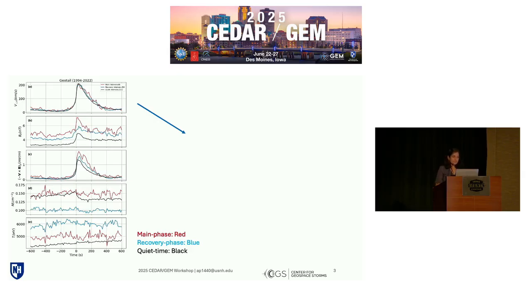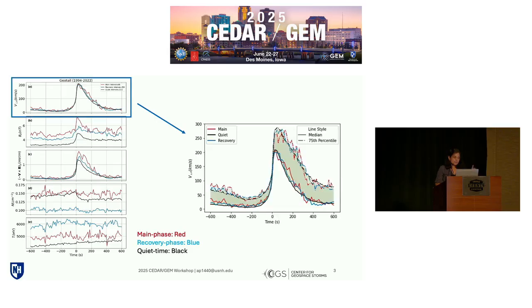To ensure that this is not an effect of calculating the median, we looked at the percentile distribution of the velocity of these intervals. Here is a plot of the median and the 75th percentile, and as you can see, the perpendicular flow velocity values are somewhat similar for all the intervals, regardless of the geomagnetic condition.